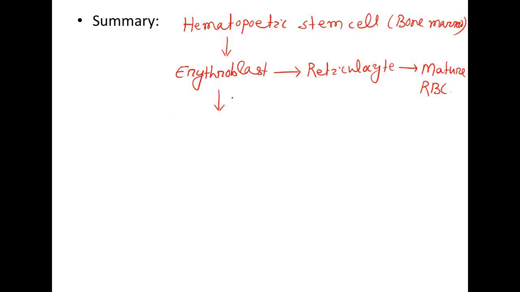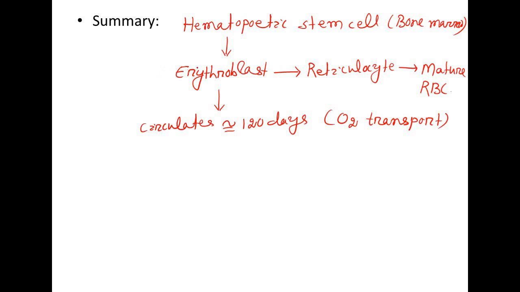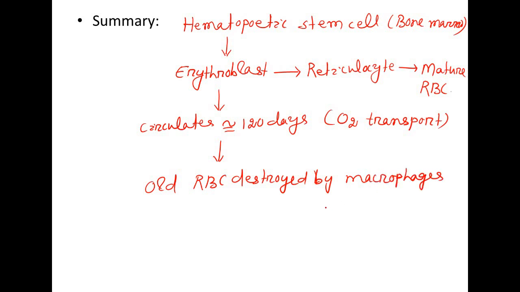Now the mature RBC circulates throughout the body approximately 120 days, and major function is oxygen transport. These two are coming under step 1. This is step 2, circulation function. Then old RBC after completing its life cycle, that is the step 3 and step 4 also. Old RBC destroyed by macrophages, that is in spleen or liver.